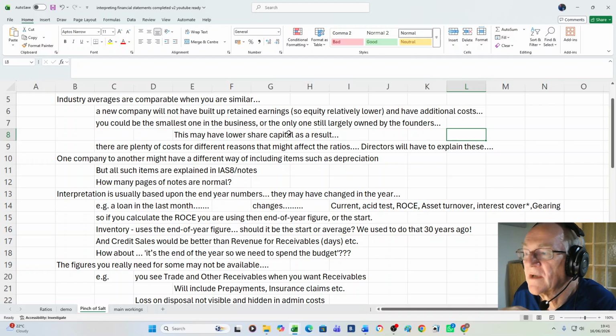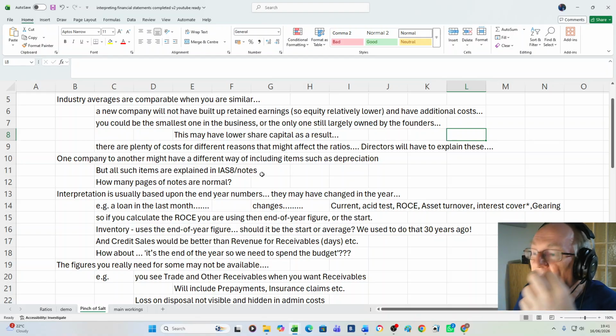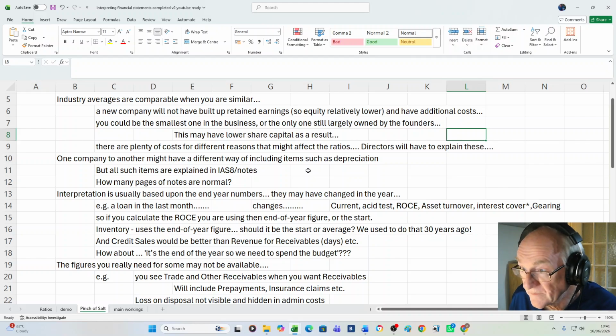And then there's lots of other costs for different reasons, one-offs, there's a few coming down later as well, and the directors have to be prepared to explain these to the shareholders. And as you may have seen, studying, depreciation has got to go in somewhere. A percentage to cost of sales, a percentage to admin or whatever. One company might do it very differently to another, and of course have a different depreciation method which will change it. However, of course, they will be in the notes under IAS 8.